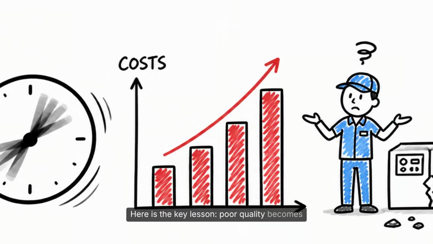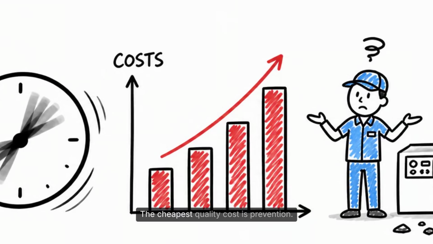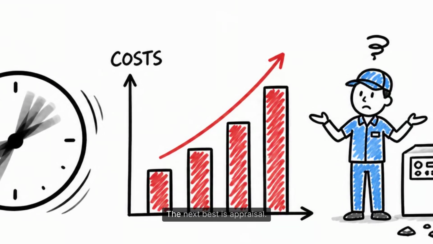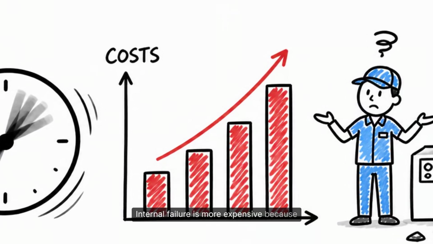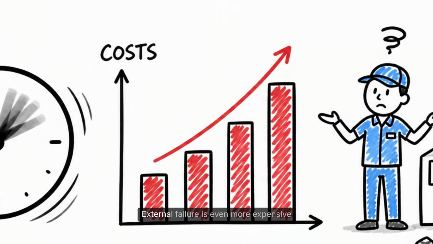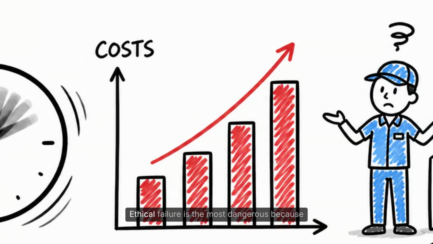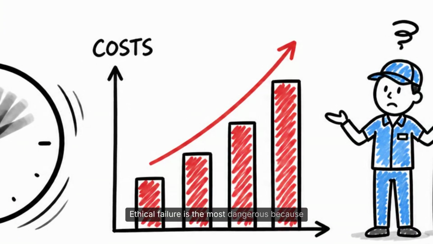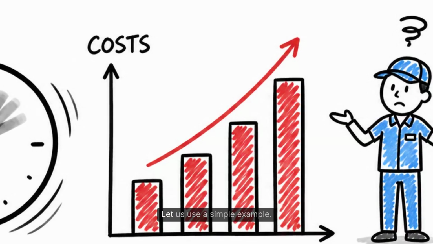Here's the key lesson: poor quality becomes more expensive the longer it remains undetected. The cheapest quality cost is prevention. The next best is appraisal. Internal failure is more expensive because the organization has already wasted resources. External failure is even more expensive because the customer is affected. Ethical failure is the most dangerous because it damages trust and responsibility.